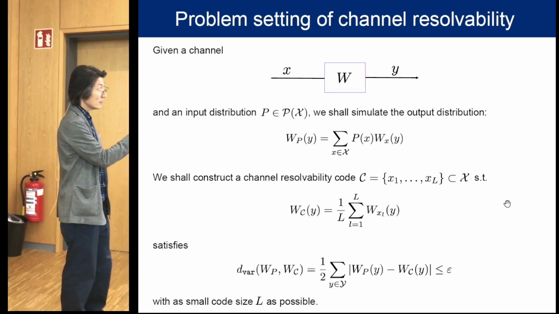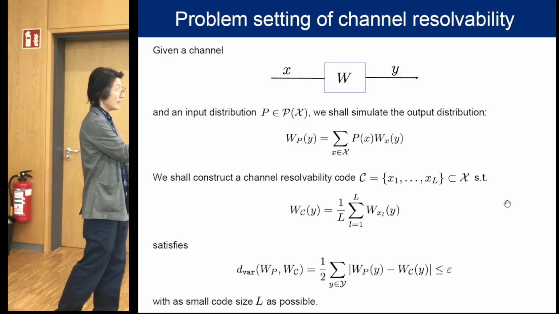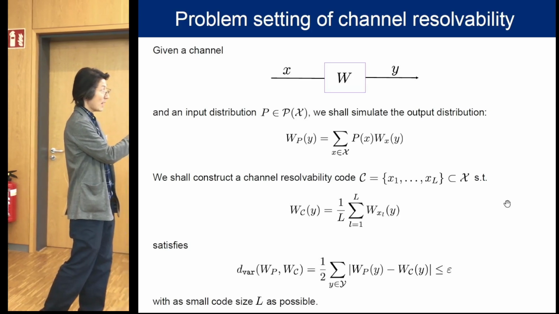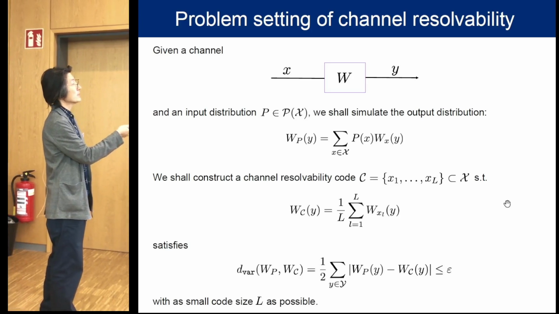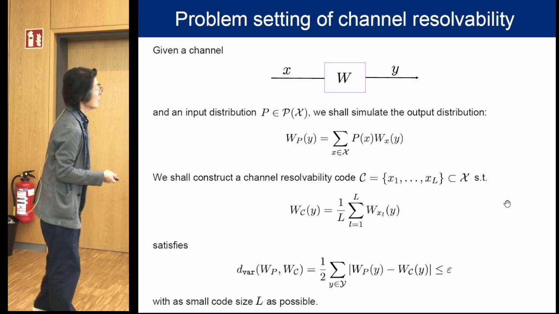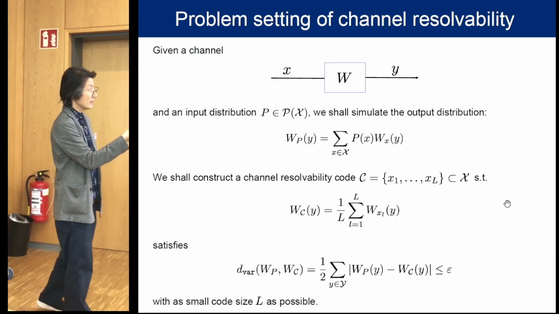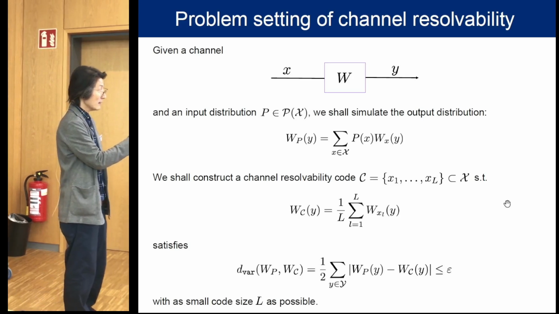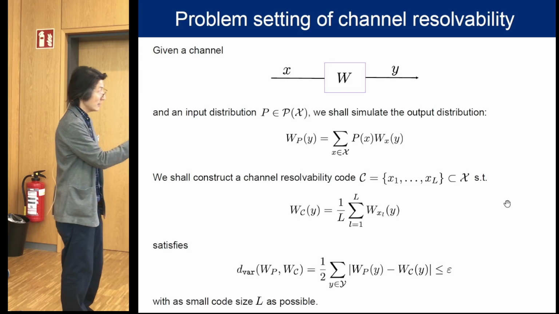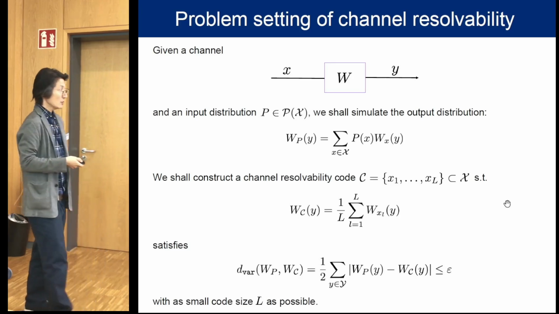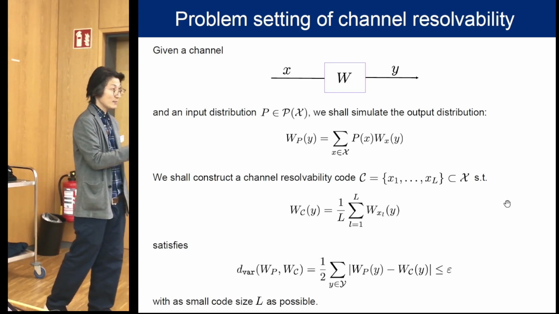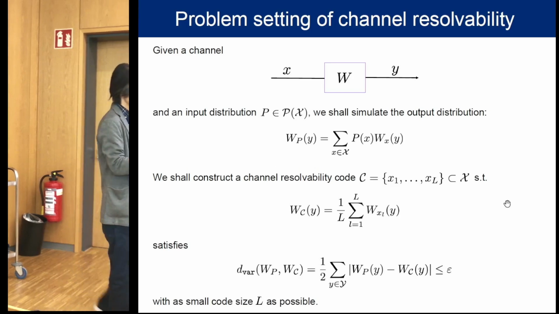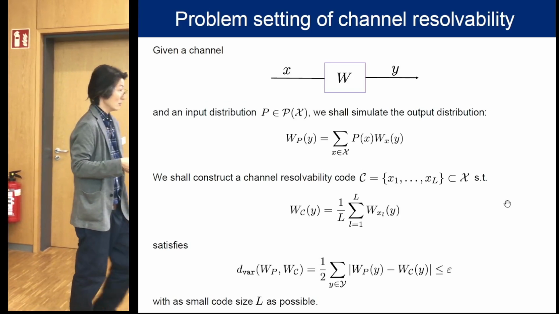For a given channel resolvability code, we can define this output distribution W_C, which is the average of W_{x_l} over these symbols. And then we evaluate the approximation error by using the total variation distance. And we want to make the size of the code, the size L, as small as possible. That's our goal.